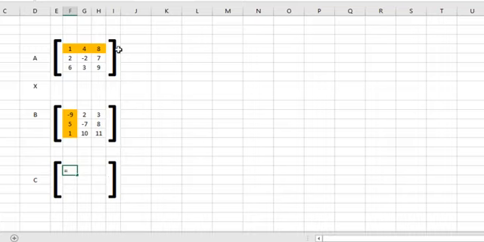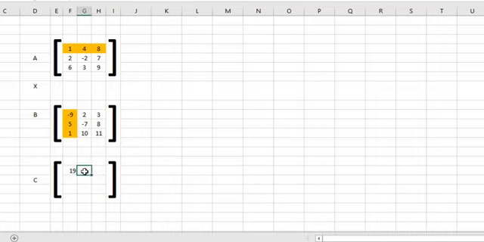So, that is equal to the sum of the products. So, first, kunin natin yung first element sa A, that is 1, multiplied by the element of B, plus 4 times the second row, plus the third column of A times the third row of matrix B. So that's it.